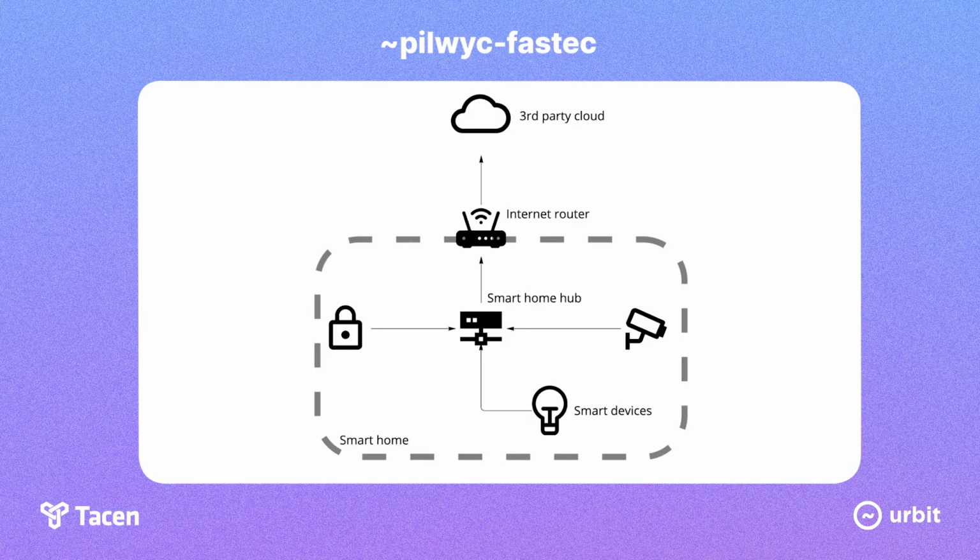There's some type of internet router that usually is set up that provides people with Wi-Fi, with some type of network to the outside world. There's a smart home hub, and then there's multiple devices. And so here I've just drawn things like a security camera, a smart light bulb, and maybe a door lock.